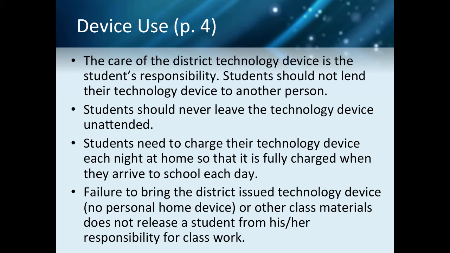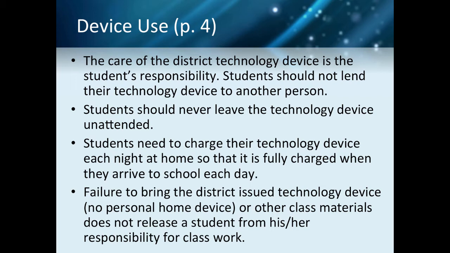So first, use of the device. The care of the district technology device is the student's responsibility. Students should not lend their technology device to another person. So to be clear, it is the device of the district. It is not the student's device to own. It is the student's device to use, and the parent and student assume financial responsibility for damage to that device. Therefore, we do not recommend that you let other people use the device because they may not be as trustworthy with it as you would be.